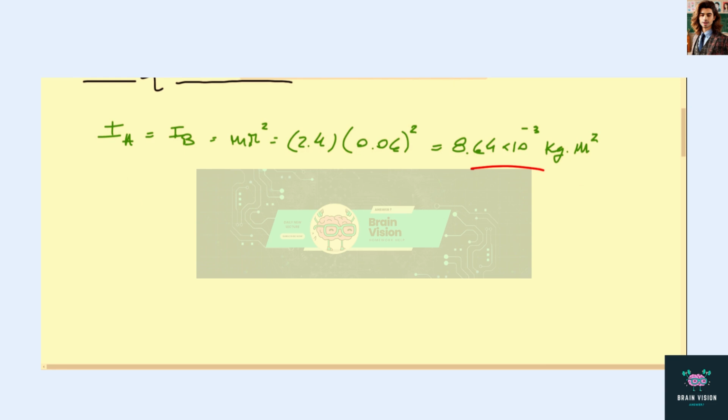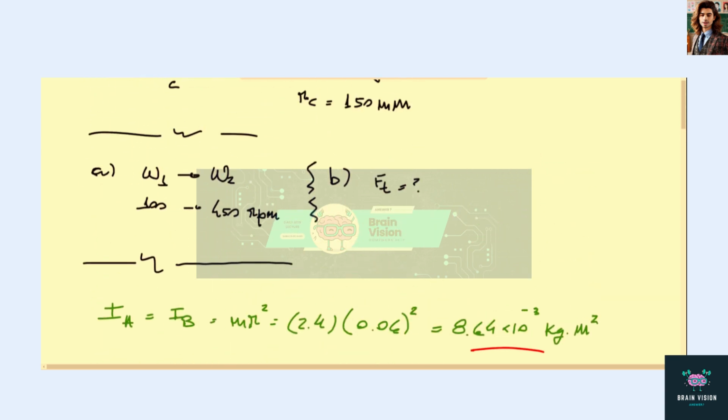Now let's do the same for the gear C. The moment of inertia of the gear C is the same equation, so it's just 12 multiplied by the radius, which is 0.15 square. That gives us a total of 270 times 10 to the minus 3 kilograms meters square. Okay, that's the first thing we must know, the moment of inertia of each one of the gears.